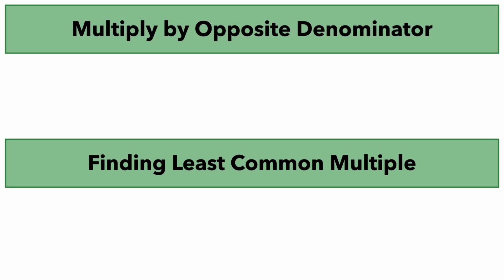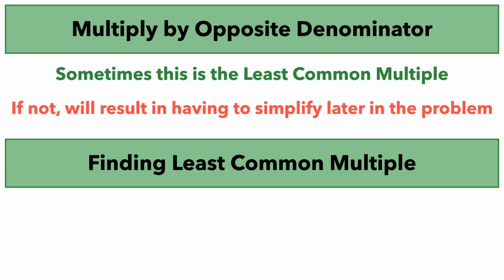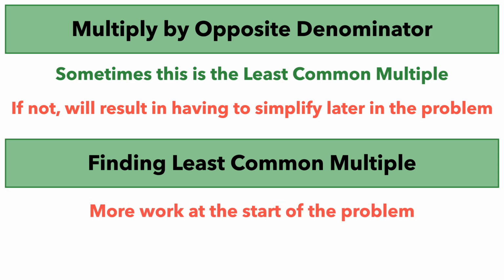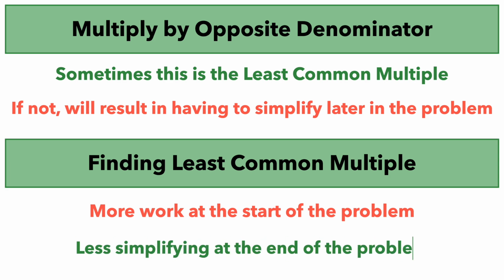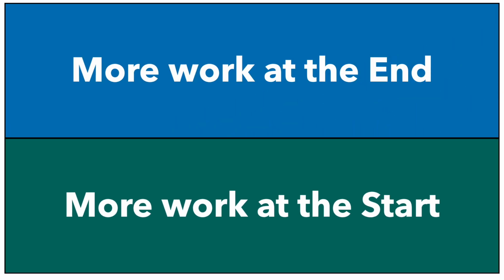So a quick recap of both strategies. Multiplying by the opposite denominator, sometimes this is the least common multiple. So you just do that and you actually can't find a lower one. But if not, it means you'll have to do more simplifying later in the problem. Finding the least common multiple strategy is more work at the start of the problem because you've got to find the multiples of both. But once you do that, it's going to result in less simplifying at the end of the problem. So the first strategy is going to be more work at the end, and the second strategy is going to be more work at the start.